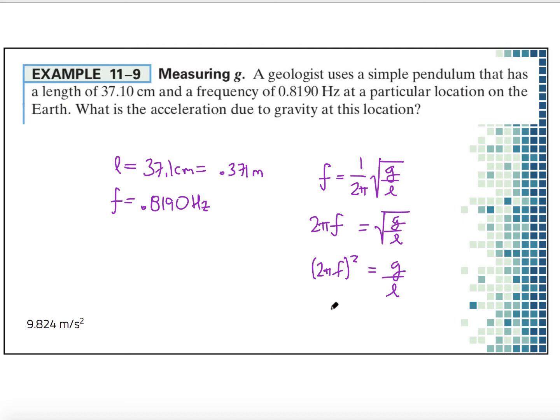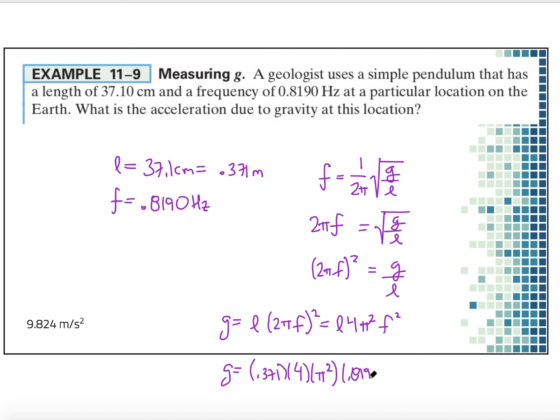And finally multiply both sides by L. So what I have is g is equal to L times 2 pi times the frequency, all squared. Or I could write this as L times 4 times pi squared times the frequency squared. So substituting some values, our length of 0.371 times 4 times pi squared times our frequency of 0.8190 hertz should give us this value right here for g.